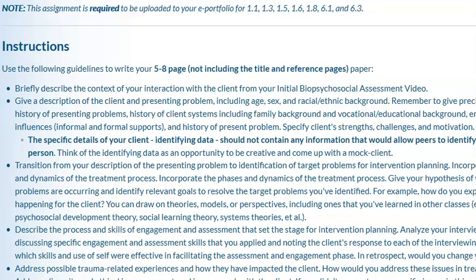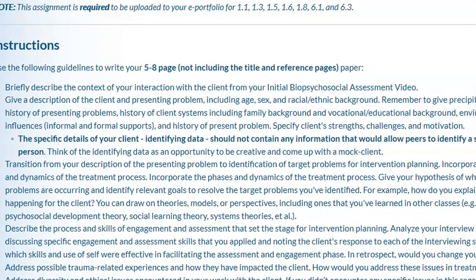So this is a 5 to 8 page paper, not including the title and reference page. Briefly describe the context of your interaction. Give a description of the client and presenting problem, in addition to some demographics. Remember to give information about what precipitated your interaction, history of the presenting problem, history of the client's systems, etc. So remember not to provide any information that would allow peers to identify a specific person.